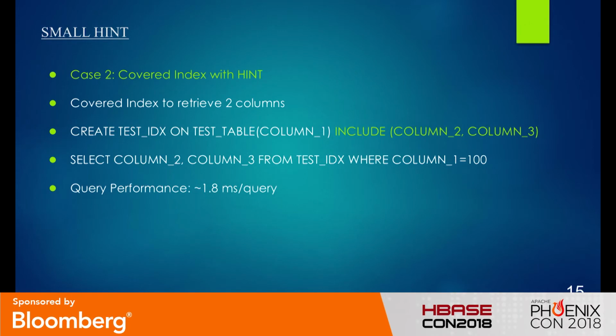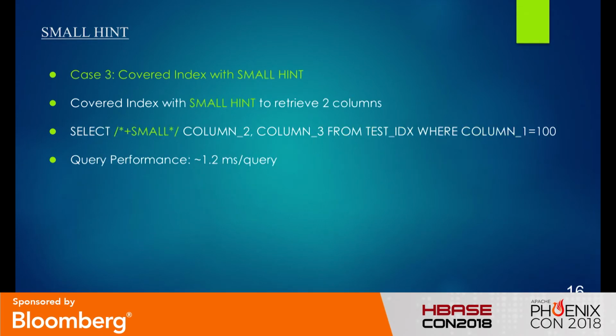The second scenario was about covered index, and with this we used a hint. What covered index does is, as you can see where I have highlighted, we have this include statement wherein we include 2 columns, like column 2 and column 3. Say those are the 2 columns which I had to retrieve from the whole table of 50 columns. So I have already included them while creating the index. So whenever I have an index table, these 2 columns would be present in the index table itself, because of which I don't have to do a reverse lookup to the main table. This actually improved the performance, and the query performance was close to 2 milliseconds per query.